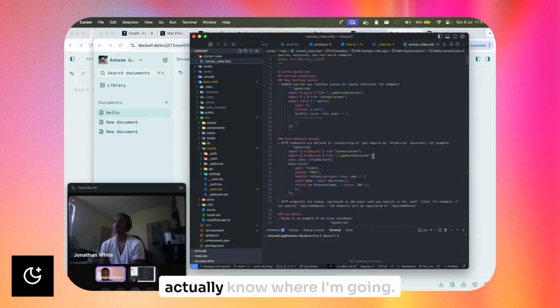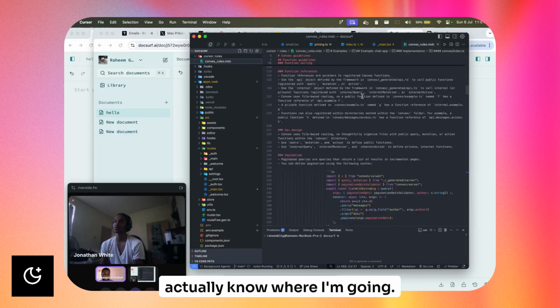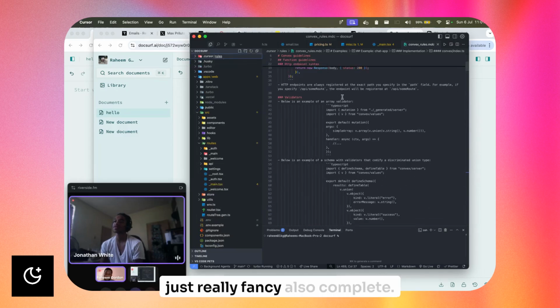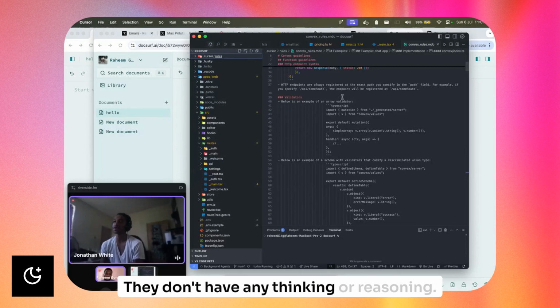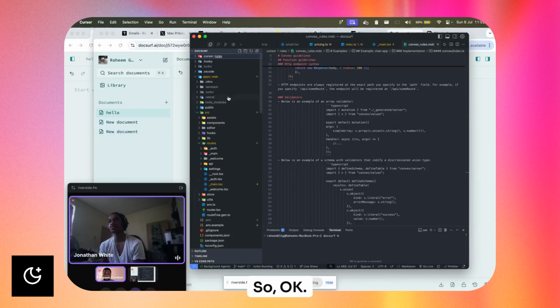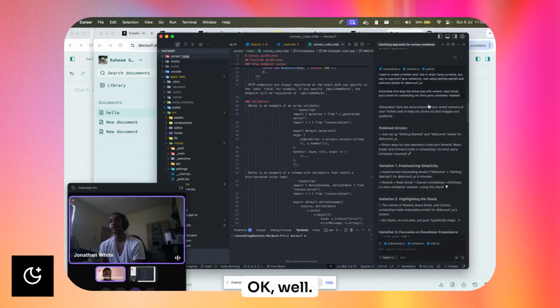So the AI actually knows what I want, a little bit at least. Because these models are largely just really fancy autocomplete. They don't have any thinking or reasoning. It's the reason why we even have to prompt them in the first place.